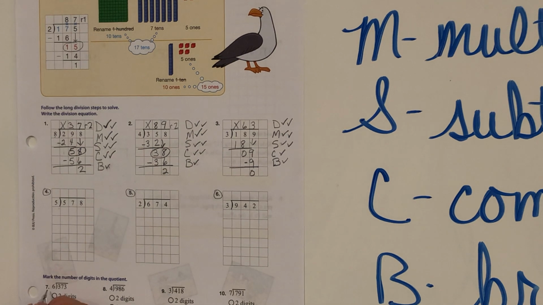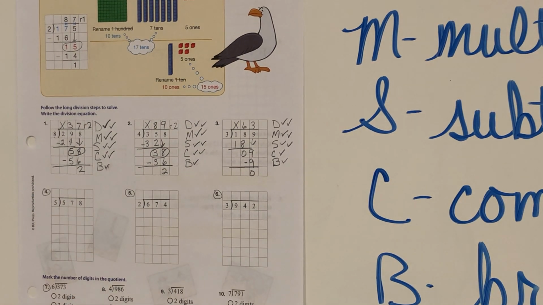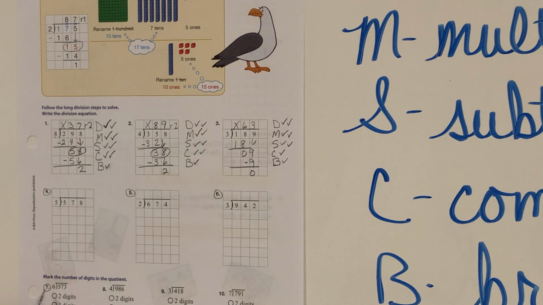Now let's look down here at number 7. Mark the number of digits in the quotient. We did this on a paper the other day. This time we're not going to actually work the problem. This is very simple. You just need to know how many digits are in the answer without working it. So, will 6 go into 3? No. So there's not going to be a digit there. 6 will go into 37, so you're going to have 1, 2 digits in your quotient. Remember, the quotient is your answer.